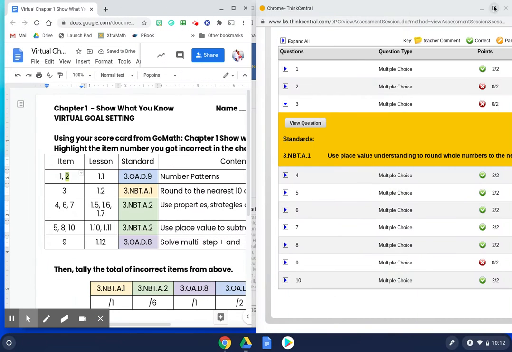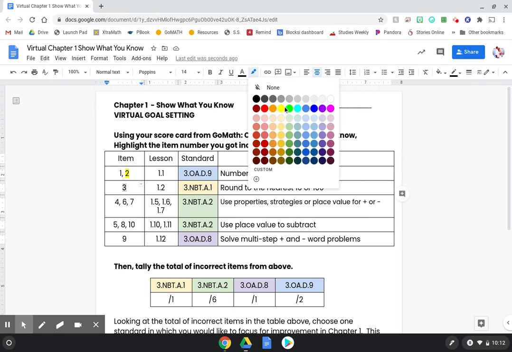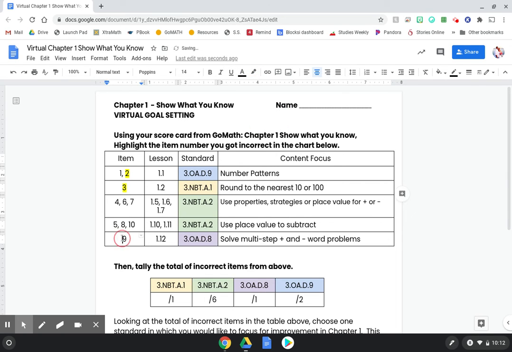I can go back up here. Looking at number 3. Number 3 was also incorrect. And while I'm looking, I see that number 9 was as well. So I'm going to highlight number 3 and number 9. So I go back to my form and I highlight number 3 and number 9.